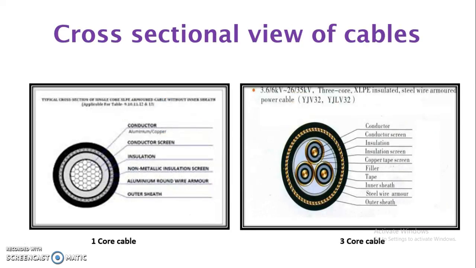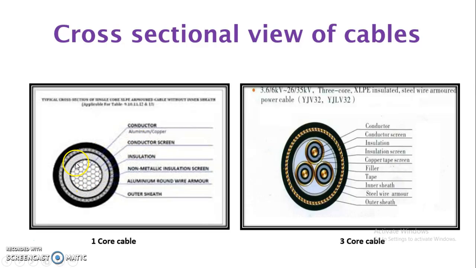Next, this is the main picture which will show you the difference in the cross-sectional view of the cables. Here you can see that the center portion is called the conductor. This conductor is made of aluminum or copper, and mostly it is made of copper, as it has higher conductivity compared to aluminum, right? The center portion is called the conductor, in which the power is carried. It is also surrounded by a conductor screen.